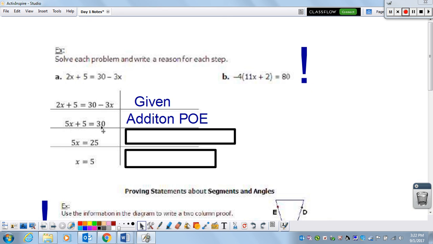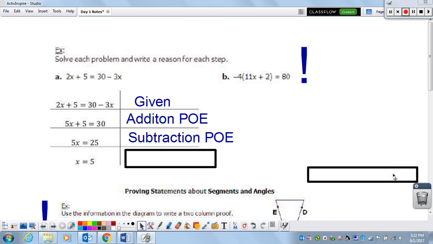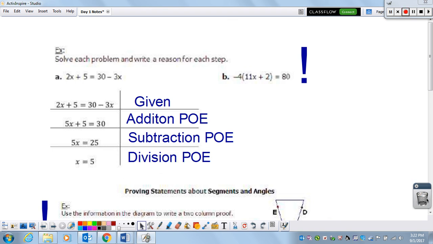So from 5x plus 5 equals 30, we get 5x equals 25. Here we have a plus 5. If we subtract it from both sides, that'll give us this 5x equals 25. And we can do that by the subtraction property of equality. And finally, to go from 5x equals 25 to x equals 5, we're going to divide both sides by 5, and that is the division property of equality.